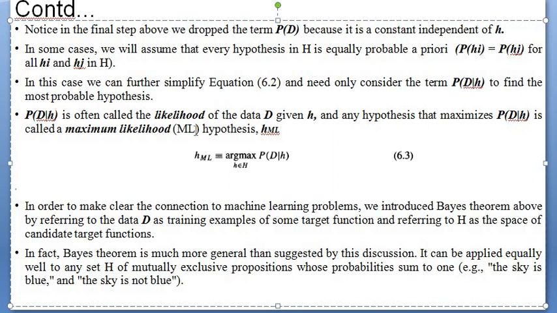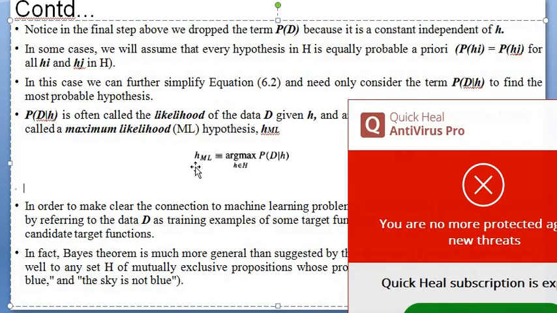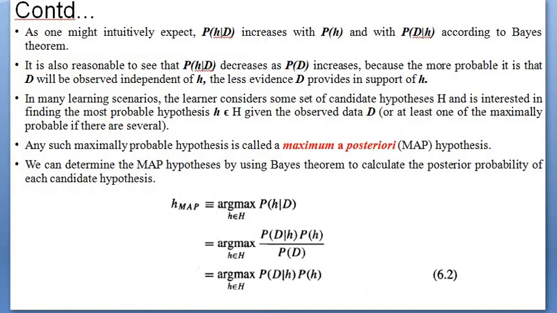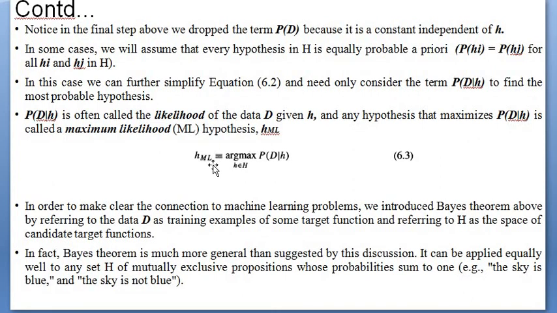It is also called ML, that is maximum likelihood, and it can be calculated by using the formula H ML, that is maximum likelihood, equal to arg max of P of D given H. Okay, P of D given H. Please note down all these formulas: the Bayes theorem formula, the maximum a posteriori hypothesis formula, and this maximum likelihood hypothesis. Okay, so these three formulas are very important.